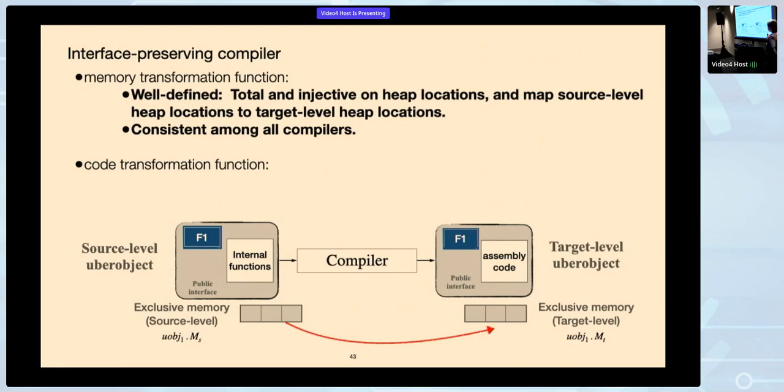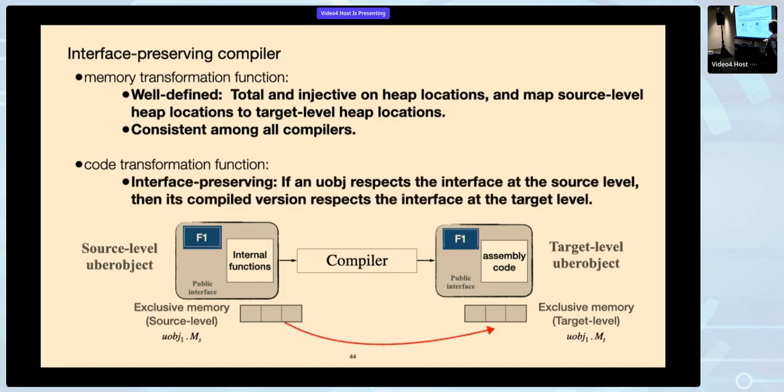And we want to make sure that this memory transformation is well defined, meaning that it doesn't mess up pointers, heap and stack in the memory. So it has to be a total and injective function from heap to heap. So the compiler cannot compile a heap location to a stack location. And it has to be consistent among all compilers that we use for each Uber object. And then there is this code transformation function that translates the code. And we want that specifically to be interface preserving, meaning that if an Uber object respects the interface at the source level, then the Uber object has to also respect the interface at the target level. So that is the main property that we want from our compiler.